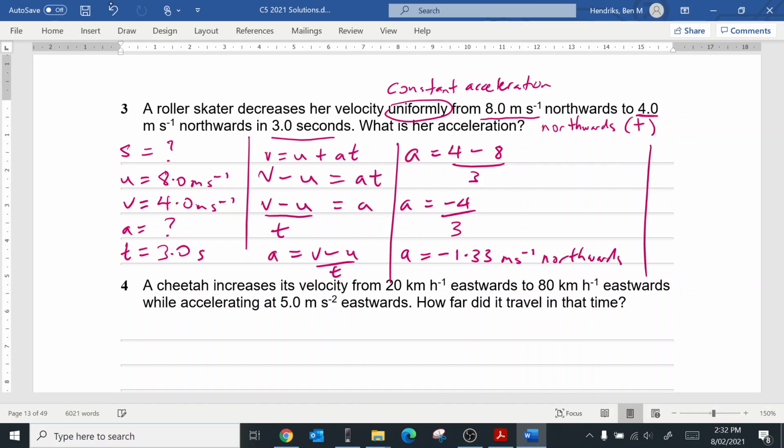Okay, so it's a negative acceleration, and I always do this. I always put a 1 there. That should be meters per second squared. I always do that, so just watch out for that.